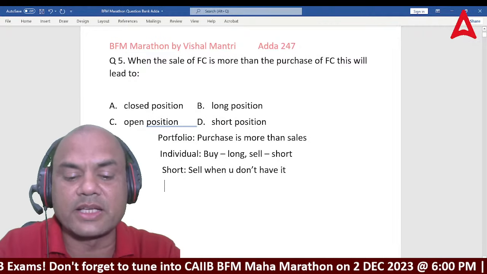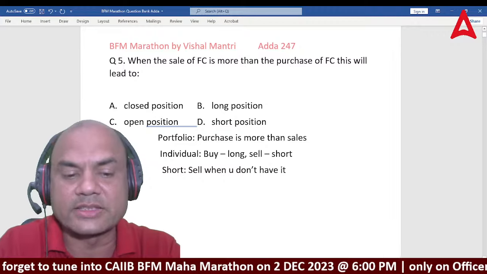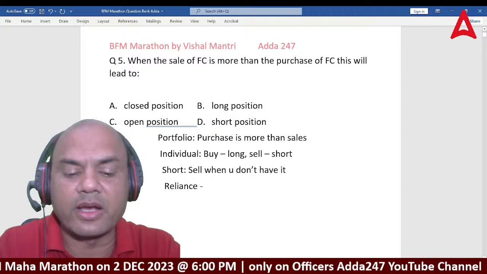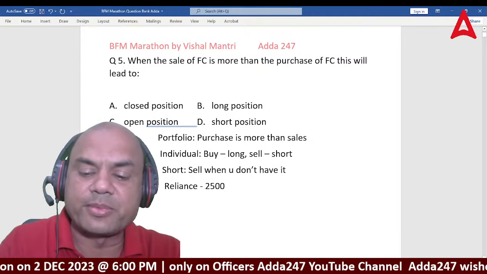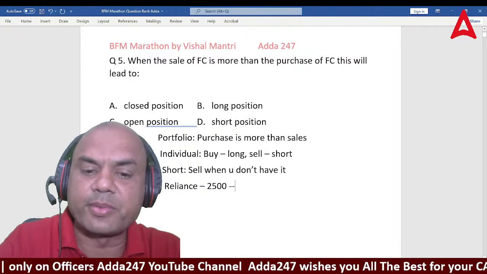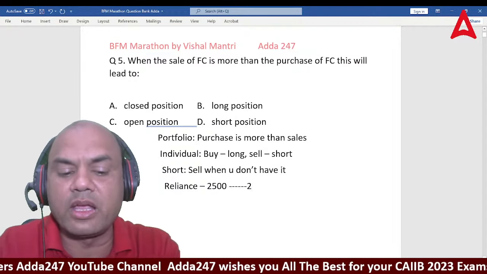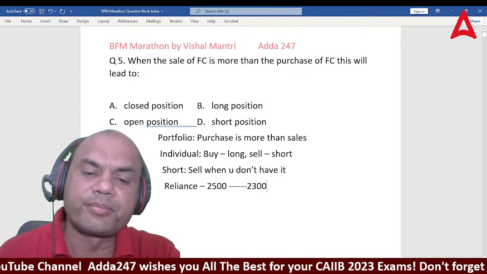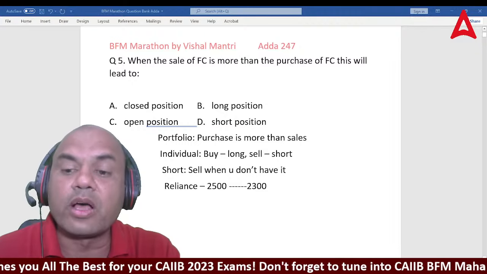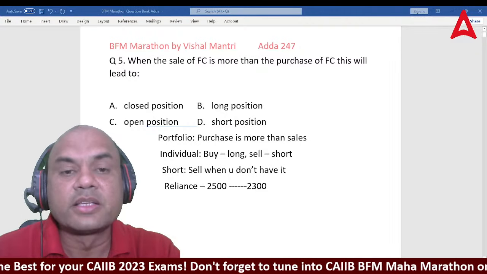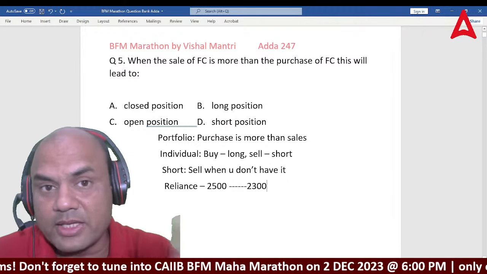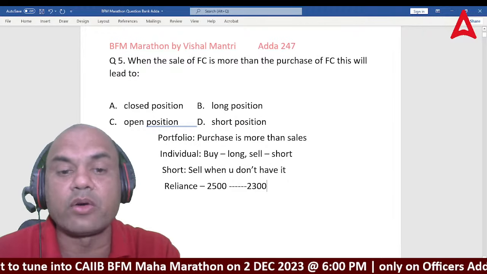See this, Reliance is at, let's say, it's an example, Reliance is at 2500. I'm expecting it to go down to 2300. Okay. So now what do you mean by this? See here, what will I do? I'll sell these Reliance shares right now. I'm not having any share, but I'll sell 100 shares right now.